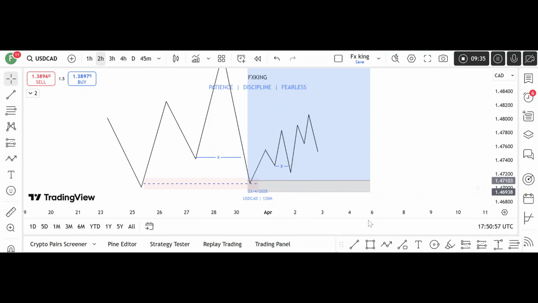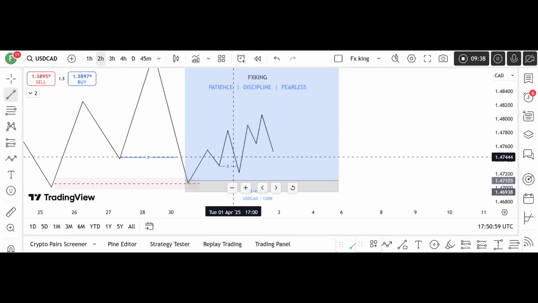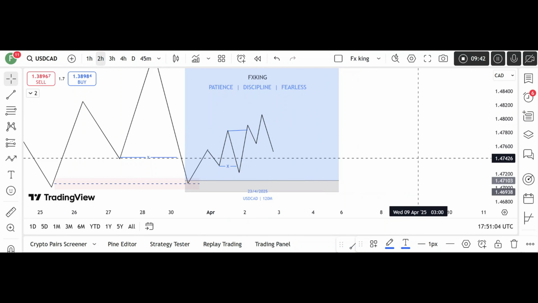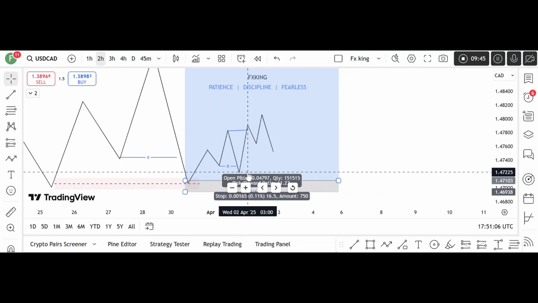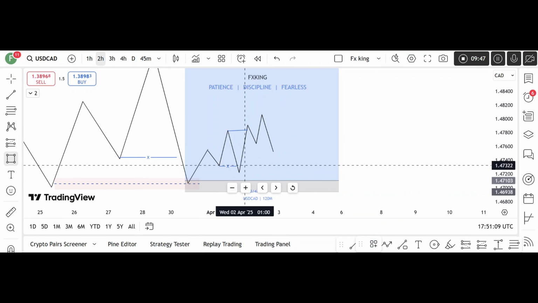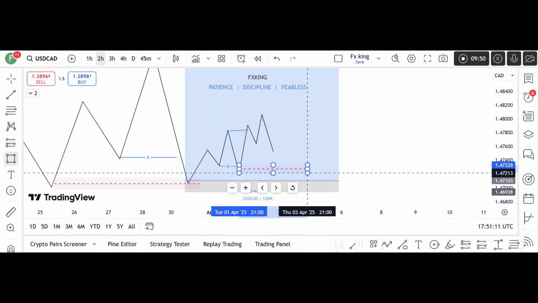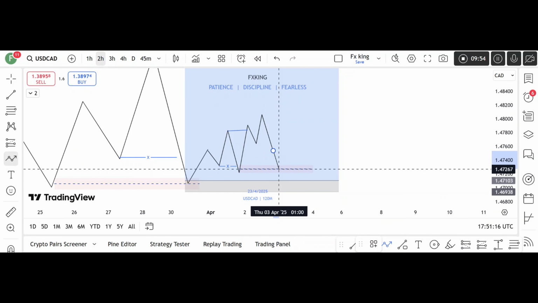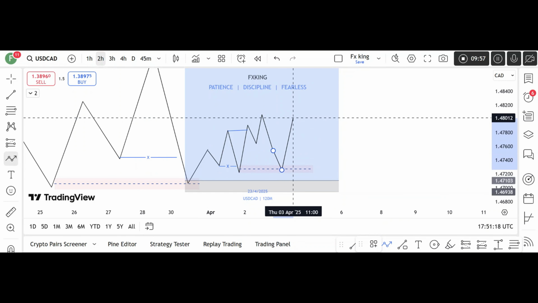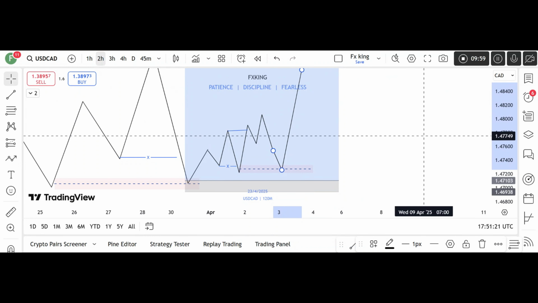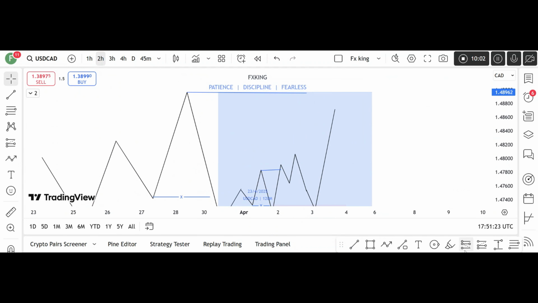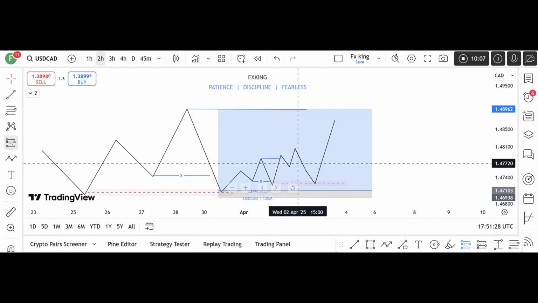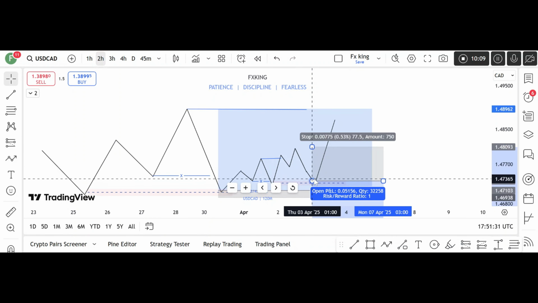So if you identify that, okay, this is my inducement here, this is my valid internal break of structure, then you can know that, okay, I can now look for a different point of interest here, and wait for price. When price approaches that point of interest, I can now look for my position and buy, right? I can now look for my position and buy here.